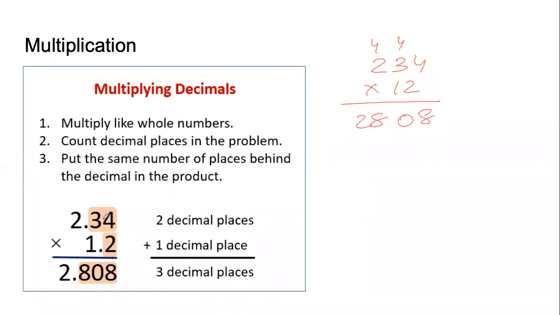So in 2.34, 3 and 4, 2 digits are after the decimal. In 1.2, only 1 is after the decimal. That means in the answer, there will be 3 digits after the decimal. So the answer will become 2.808. Why did I put the decimal point between 2 and 8? Because we need 3 digits after the decimal. How are we getting this 3? 2 from 2.34 and 1 from 1.2.